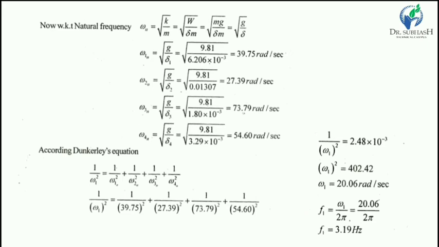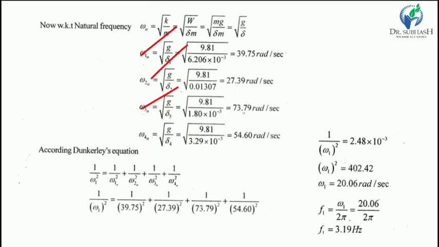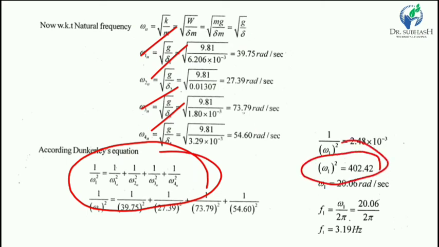Now put the values of all the data and find omega 1, omega 2, omega 3 and omega 4. All these omega values are applied to the Dunkerley equation, and finally we get the value of omega for a shaft carrying multiple rotors simultaneously.